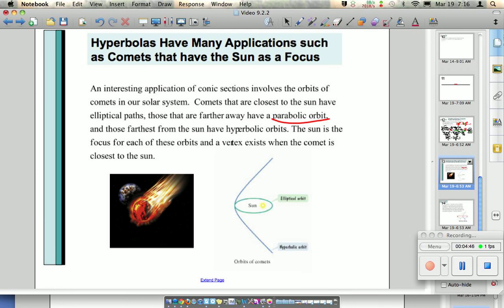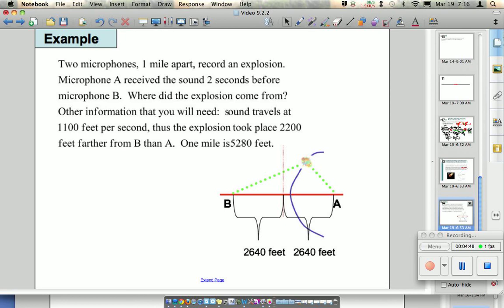So let's take a look at a different type of application that takes us to the root of the definition of a hyperbola. Let's take a look at this problem. Two microphones, 1 mile apart, record an explosion. Microphone A received the sound 2 seconds before microphone B. Where did the explosion come from? Other information that you will need: sound travels at 1,100 feet per second, thus the explosion took place 2,200 feet farther from B than A. 1 mile is 5,280 feet.